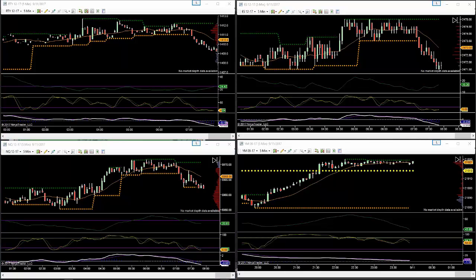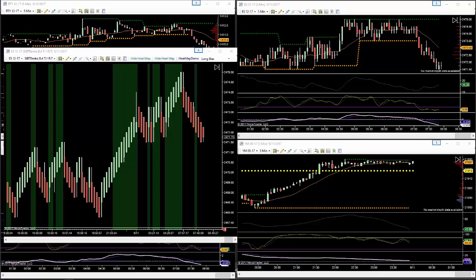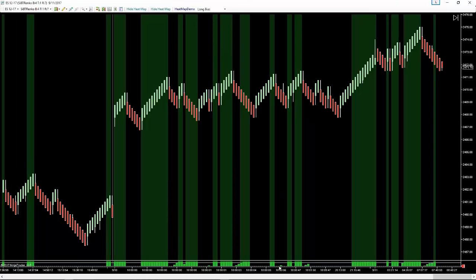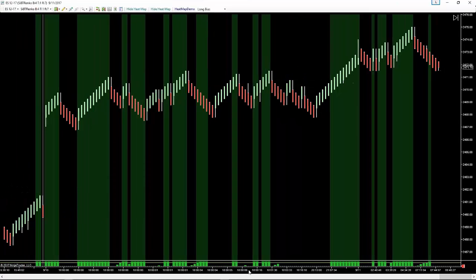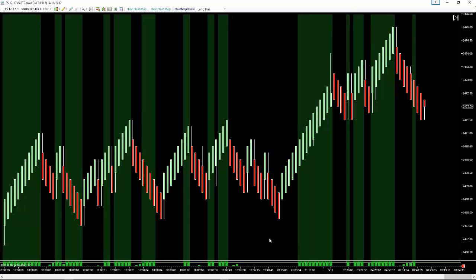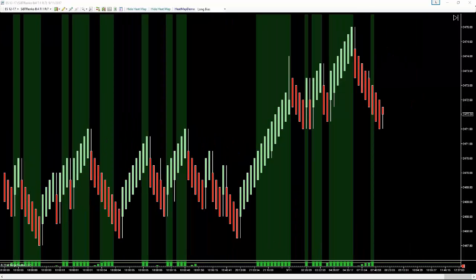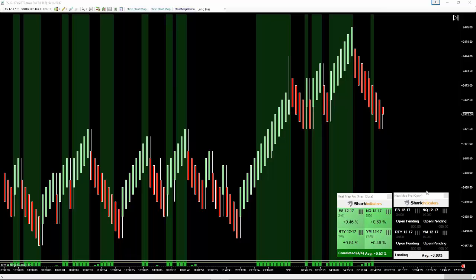Using HeatMap Pro, and I'm going to bring that over now, eliminates the need to use all of those charts and just simplify it down to one chart. So what I'd like to do, I downloaded some replay data so you can see HeatMap Pro in action. I've got the market moving fairly slow on Monday, September 11th, but I'm going to speed it up. So this is the market at about, show you the market replay, 8:01 on September 11th.